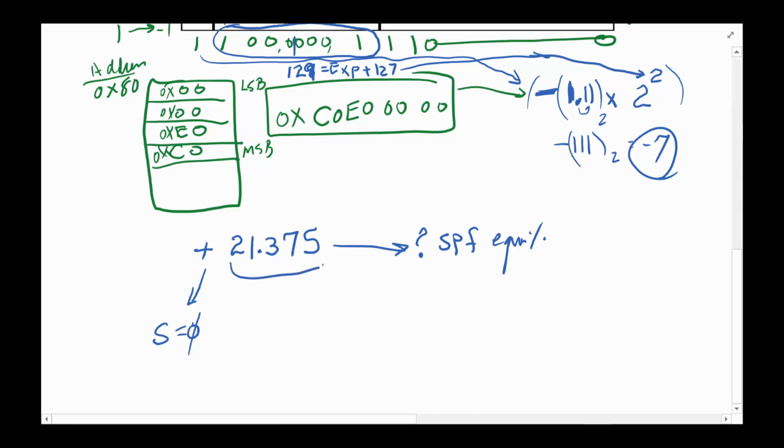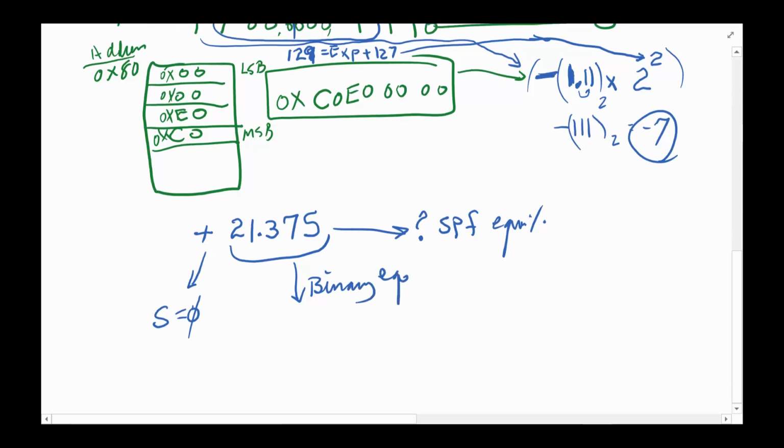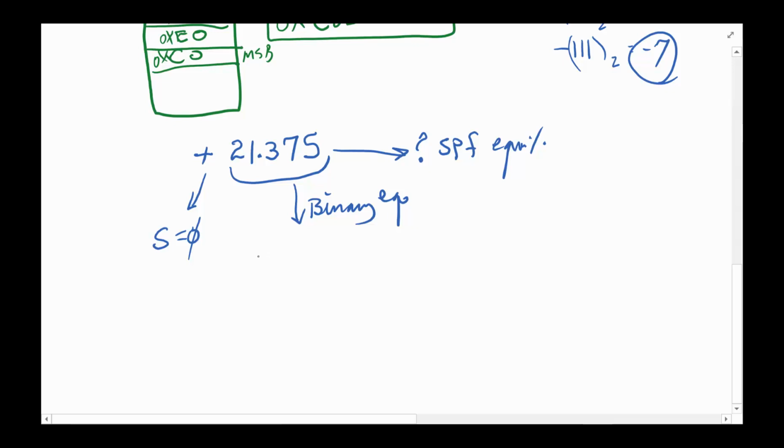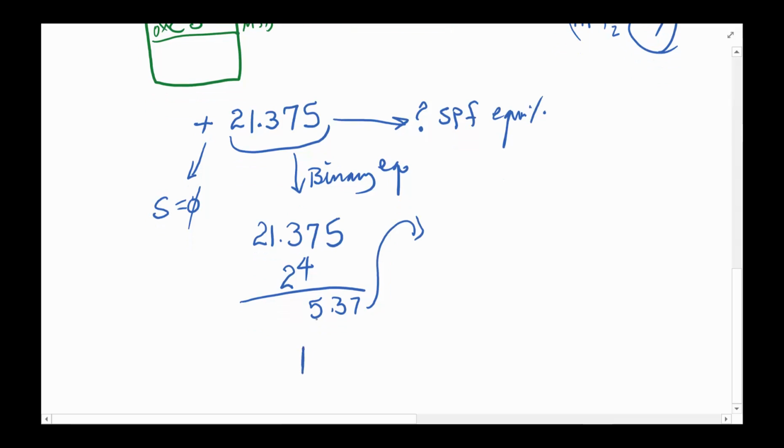Then we have to convert this to its binary equivalent. How would I do that? Well, we're going to use the method we learned a little while ago. I will find the highest power of 2 that is subtractable from here, and that is 2 to the 4, because that's 16. I can subtract 16 from there, and I get 5.375. Since I can subtract it, I get a 1 in here.